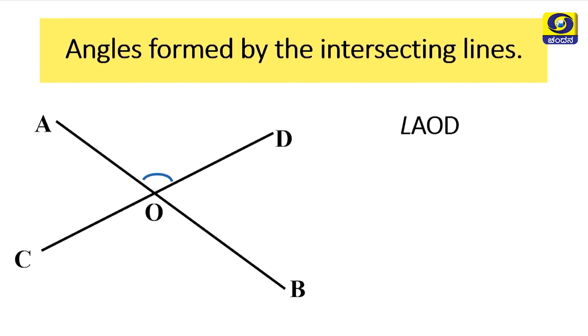Can you tell me another angle? Yes, you are right. Angle DOB is one more angle, and also there is another angle, what we call angle BOC, which is the fourth angle. Yes, you are exactly correct. It is angle AOC. So, when two lines intersect each other, 4 different angles are formed like this, and this is the method of naming the angles formed by the two intersecting lines.